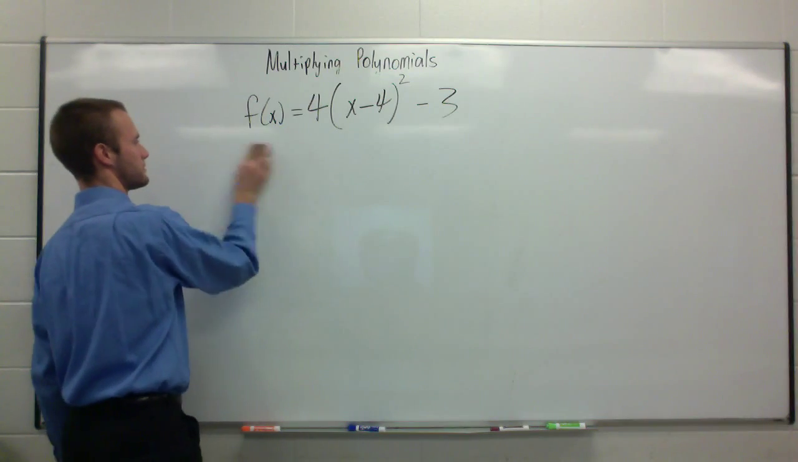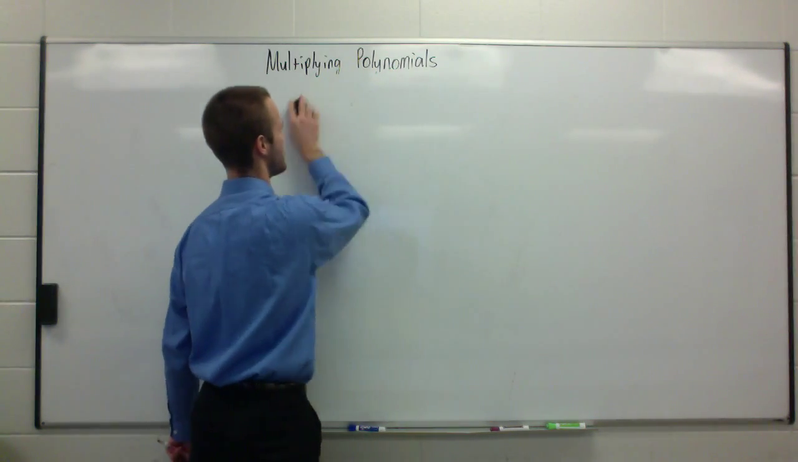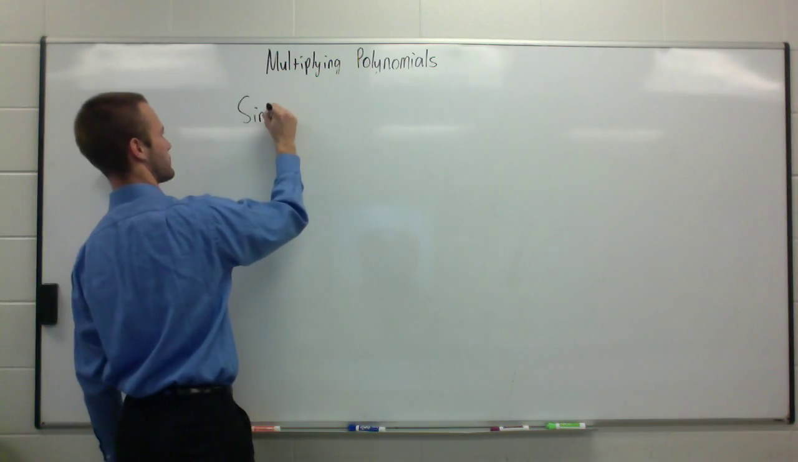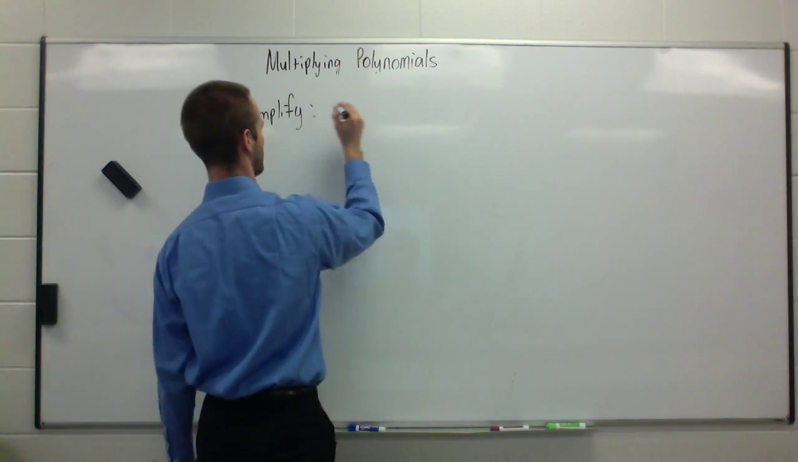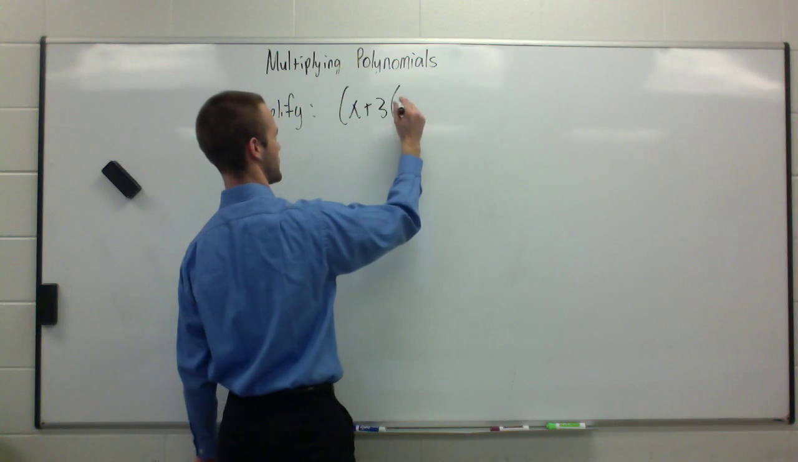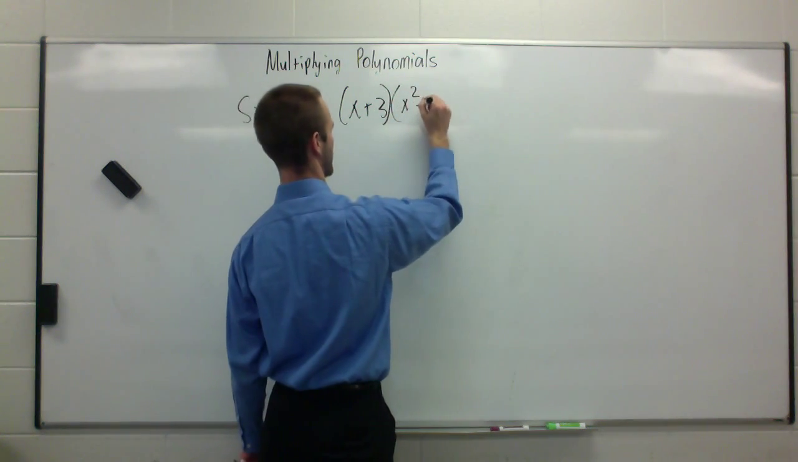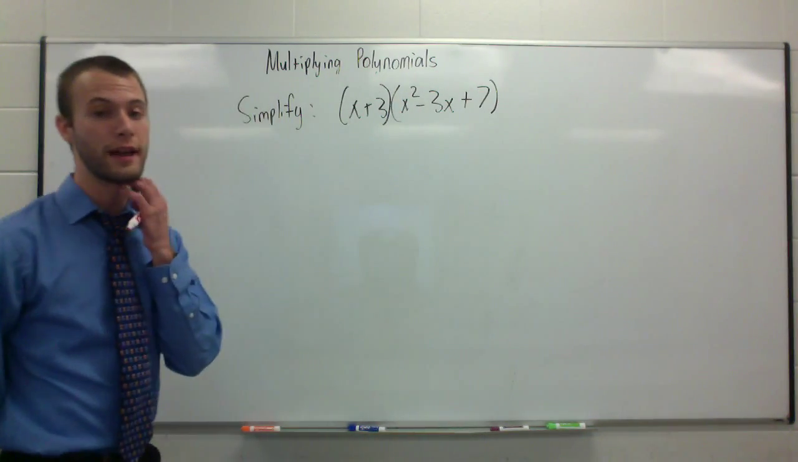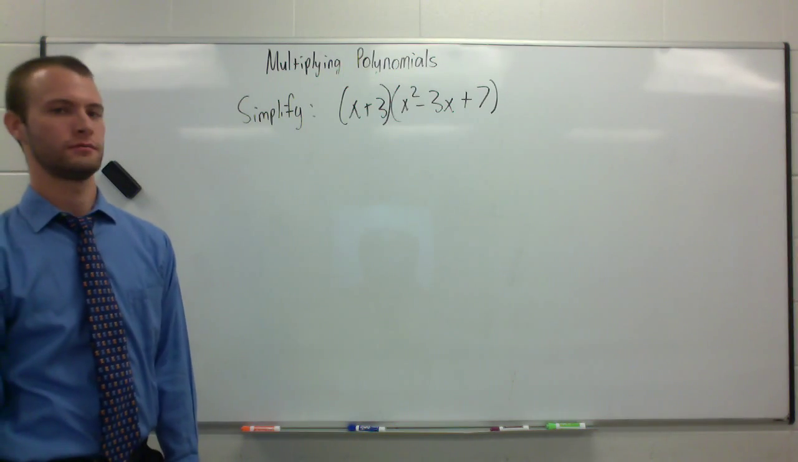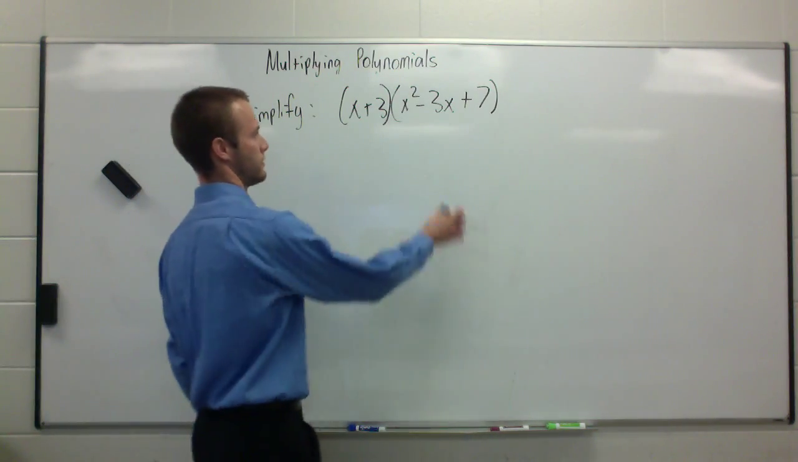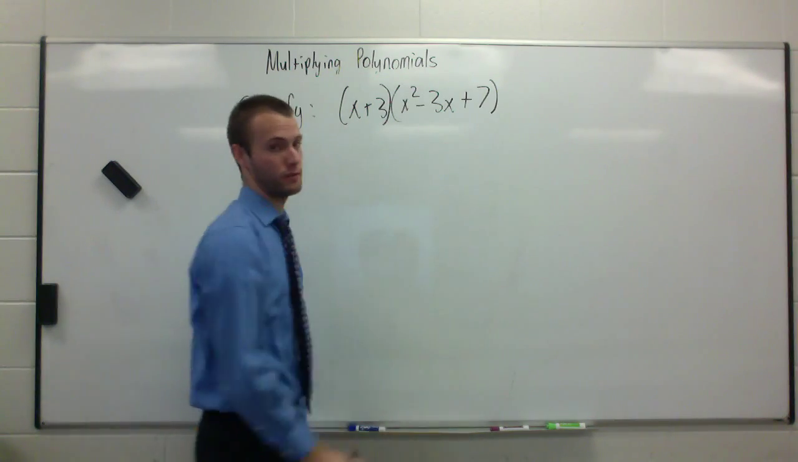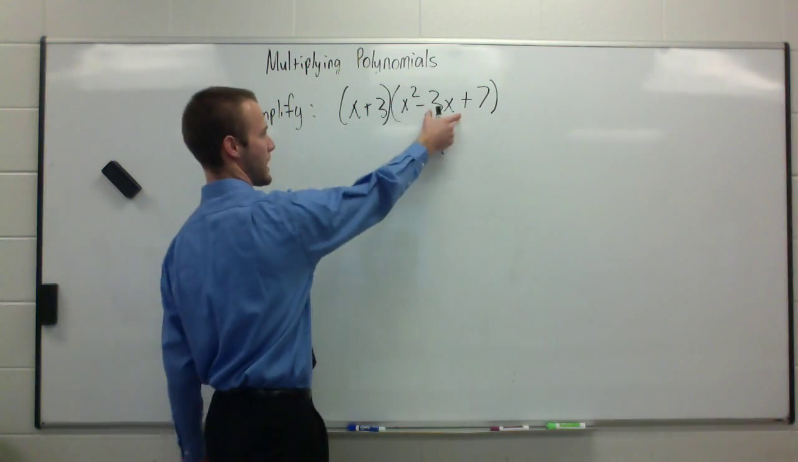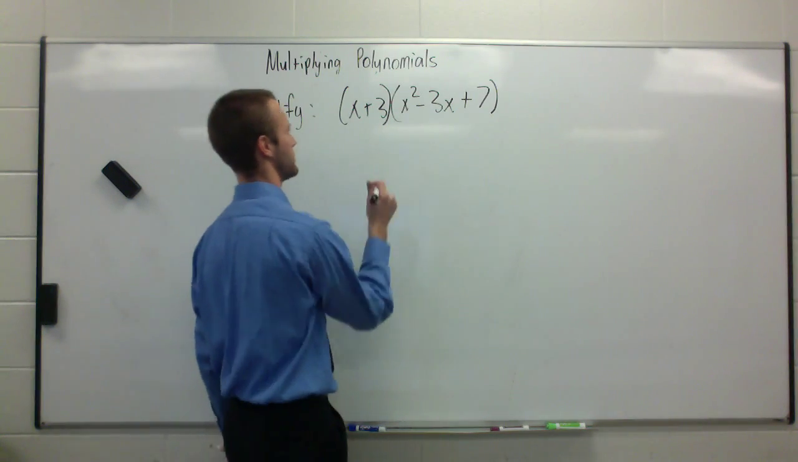Let's do one last example of multiplying two polynomials. This one's going to be a little bit hard. So let's say we wanted to simplify x plus 3 times x squared minus 3x plus 7. Now, can we use FOIL? The answer is going to be no. We have a binomial times a trinomial. When we have that, FOIL gets thrown out the window because there's no m in FOIL. There's no middle terms. So these we have to line up vertically.